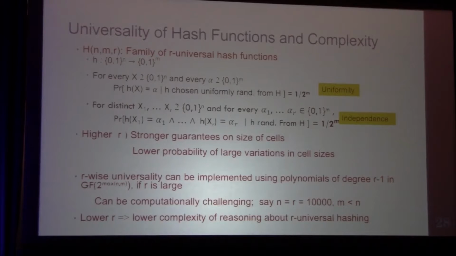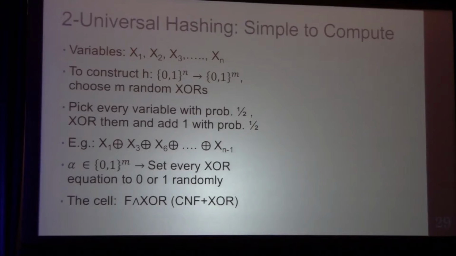And if I'm talking about the number of variables, let's say 10,000, and I want 10,000 independent hash functions there, doing arithmetic in a Galois field of size 2 raised to 10,000 is not fun. This is very, very difficult. So if I keep R low, then I get lower complexity of reasoning, but then does it suffice?